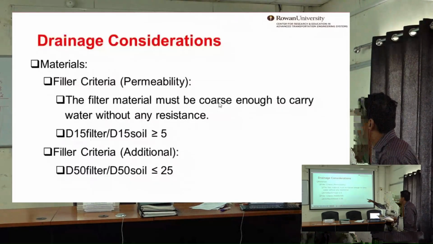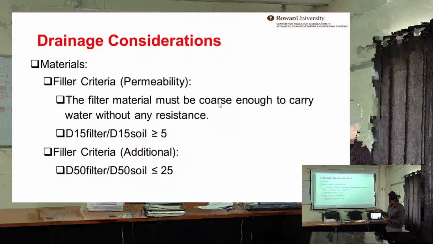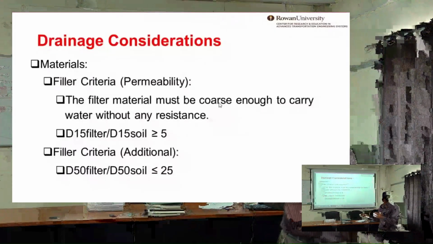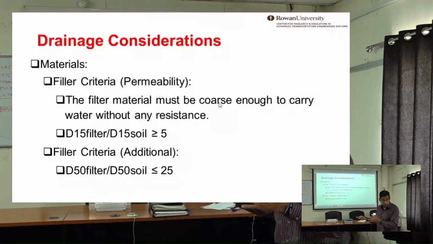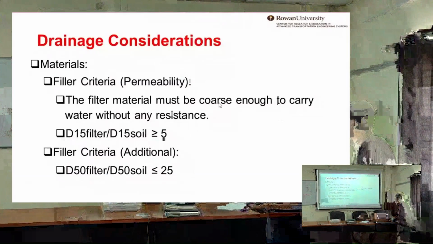But again, what does D15 mean? Diameter at 15% and diameter at 50%, one for the filter and one for the soil. You can see a significant difference there. And then the rest for filter material as well.